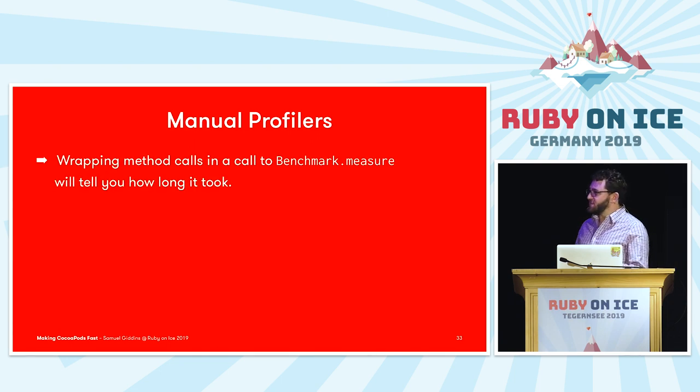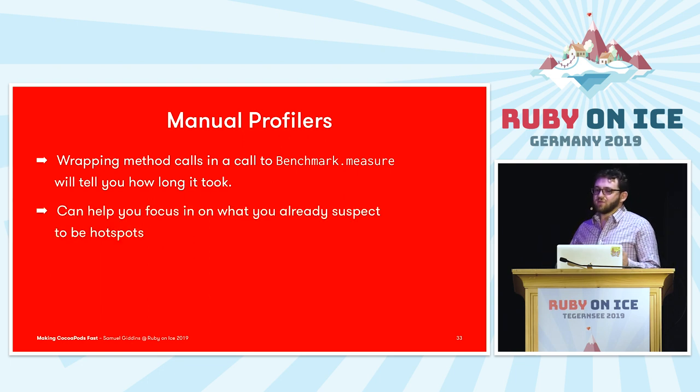So, for example, who here has wrapped a call to a method in a Benchmark.measure block? Yeah, and it's super helpful, right? Because it tells you one number. It says how long you spent inside that block. That's really easy to understand. Now, doing this sort of analysis can help you focus in on what you already suspect is a problem in your code.